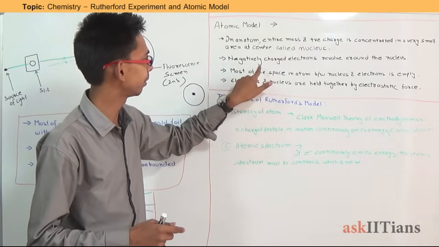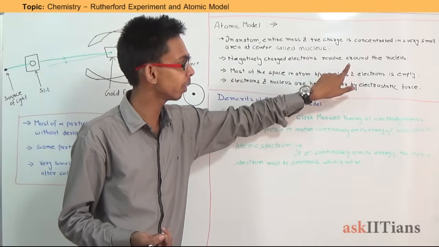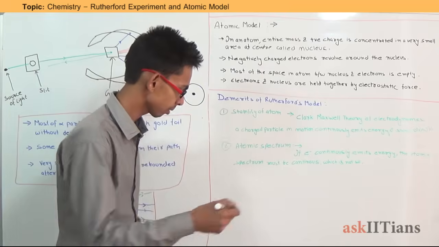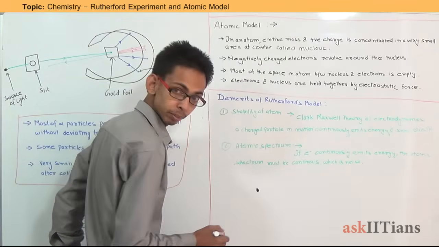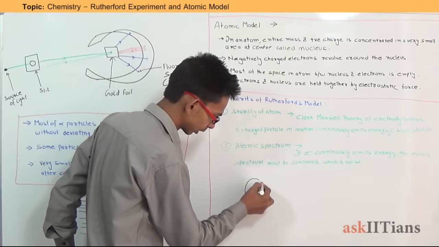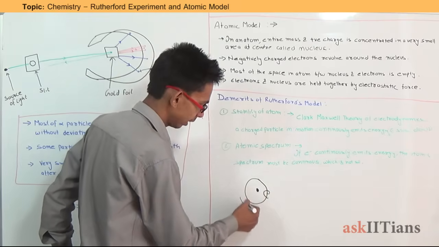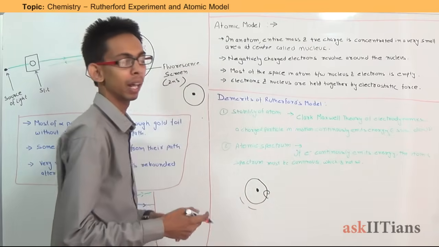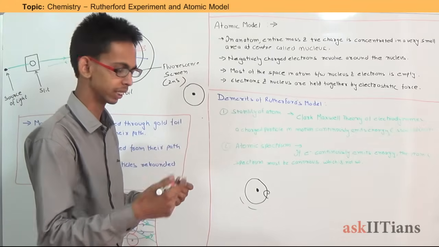Second, negatively charged electrons revolve around the nucleus. This is the nucleus, present at the center, and electrons revolve around the nucleus in orbits, just like planets revolve around the sun in our galaxy.